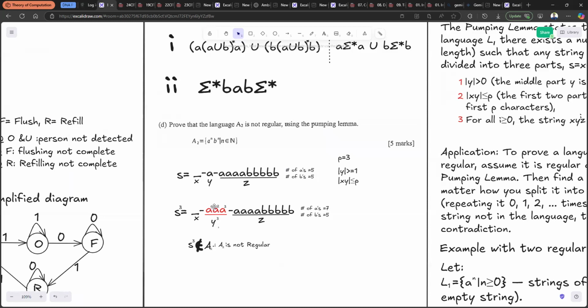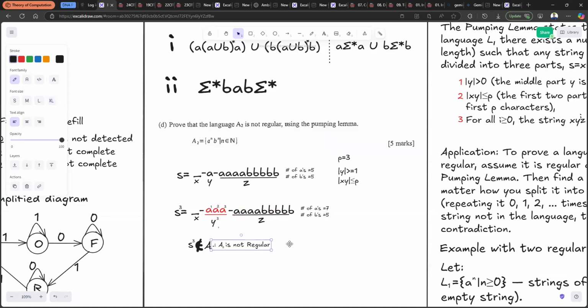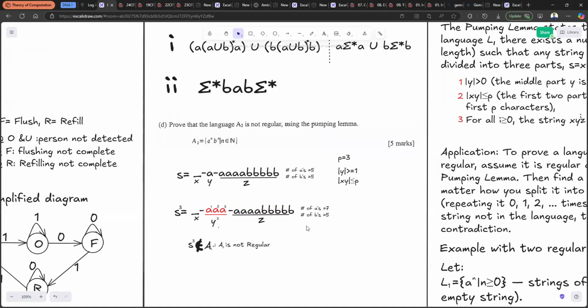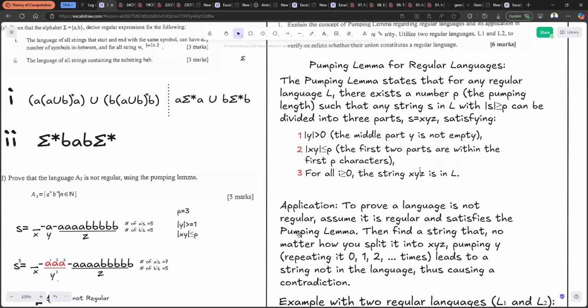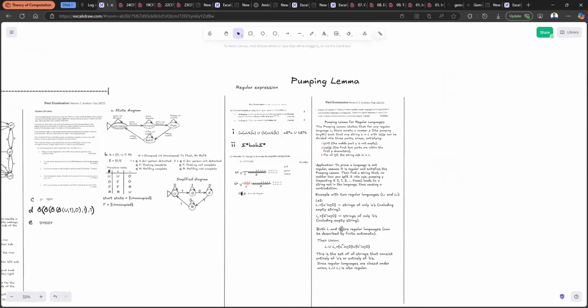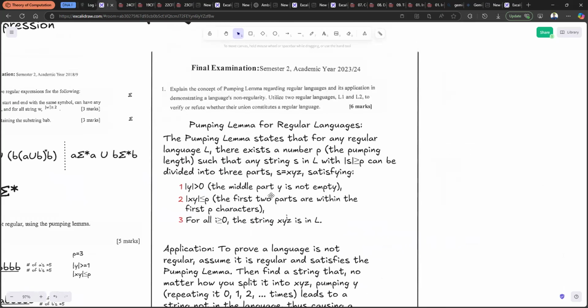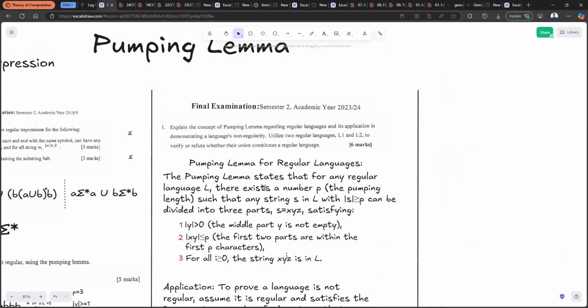If it was regular, no matter how many A's we pump here, the number of B's would also increase, which is not true. So therefore, it's not regular. But that's what should happen if it was a regular language. This next one is a theory-based question. So it says, explain the concept of the pumping lemma regarding regular languages and its application in demonstrating a language's non-regularity. And then it also says utilize 2 regular languages, L1 and L2, to verify or refute whether the union constitutes a regular language. So just some theory.